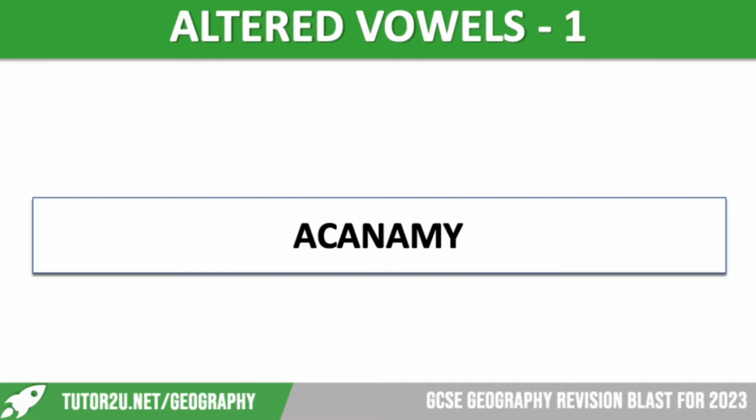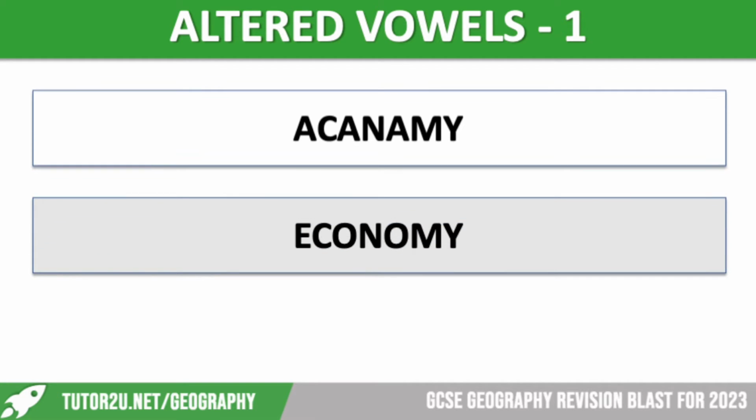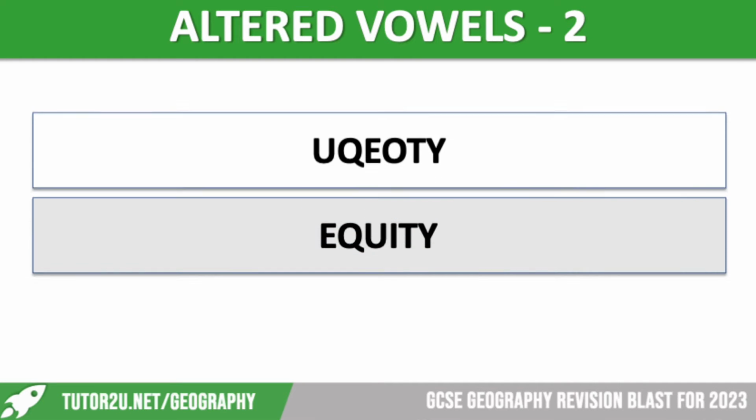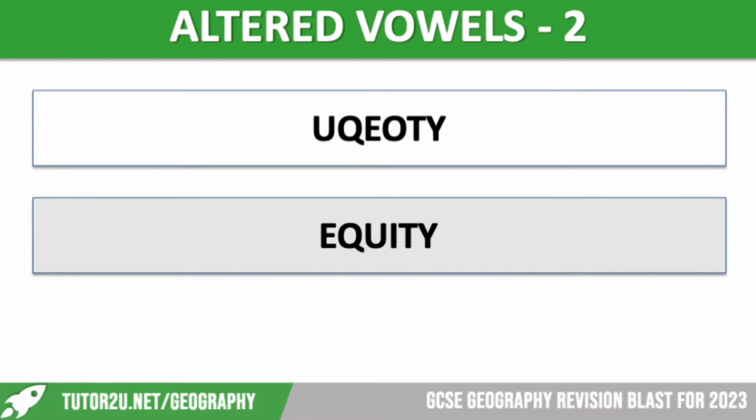Okay, let's have a look. It is the economy. So in a sustainable environment, we would expect to see the area thriving. So is the economy thriving? That's an important part of sustainable development. Right, number 2. Okay, just leave this one up for a moment. Okay, have we worked it out? It is equity. So is the area fair for everybody there?